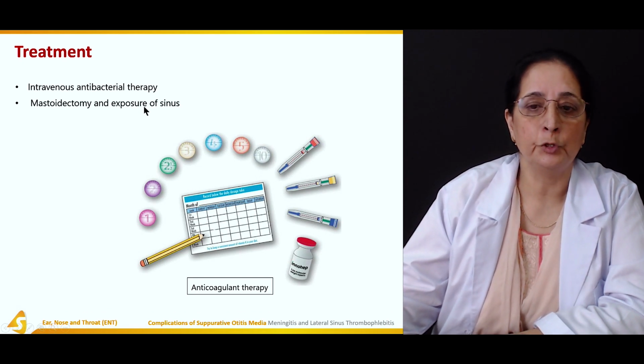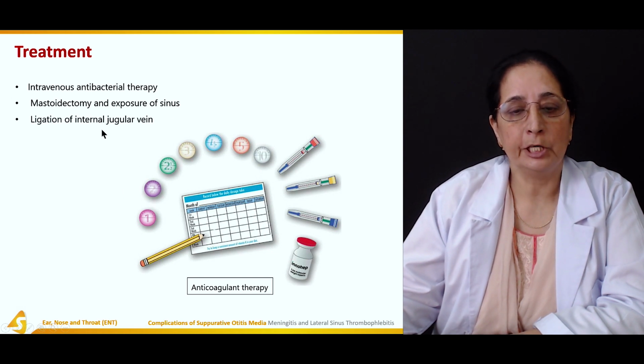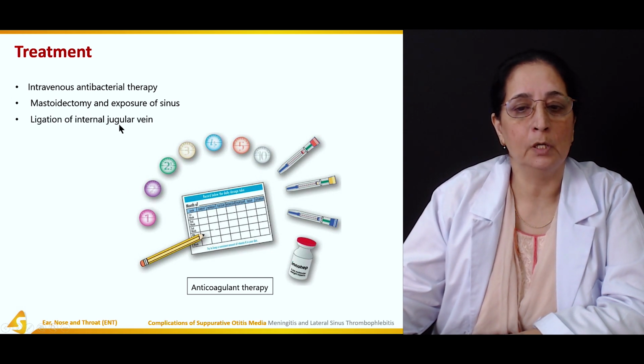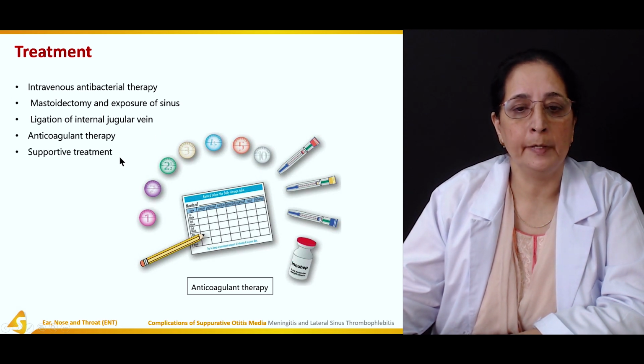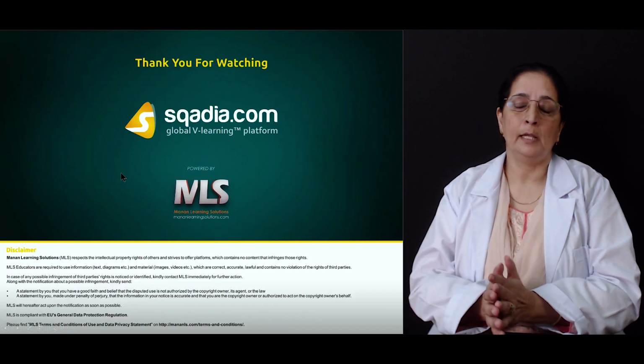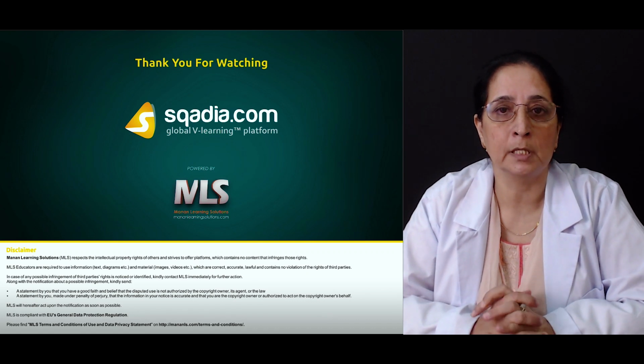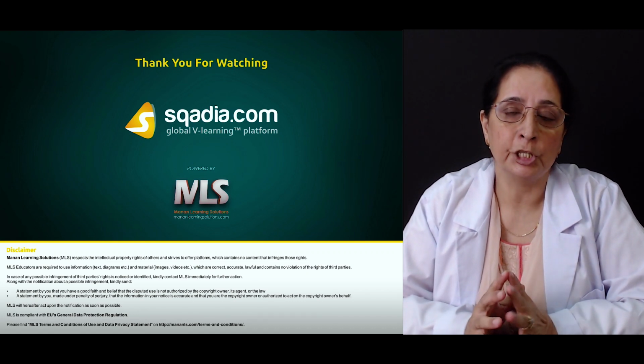Mastoidectomy and exposure of sinus, ligation of internal jugular vein, anticoagulant therapy, supportive treatment is important. So all that is about the lateral sinus thrombosis and meningitis.